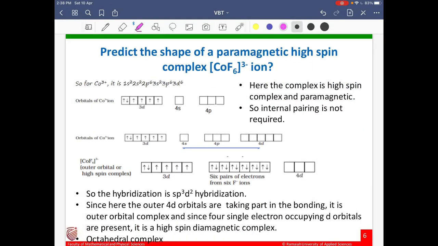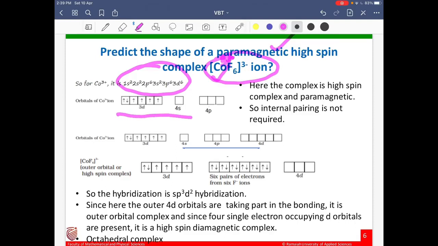Next example: predict the shape of the paramagnetic high spin complex [CoF6]3- ion. So we have to find the shape of this ion, and we know that by measuring its magnetic property, this ion shows paramagnetic nature. Again, the central metal ion is cobalt, whose atomic number is 27. Here it is Co3+, so definitely 3 electrons will be removed from the cobalt atom, and the electronic configuration of Co3+ is 1s2, 2s2, 2p6, 3s2, 3p6, and 3d6.